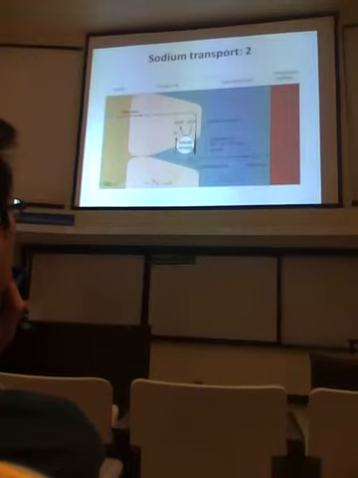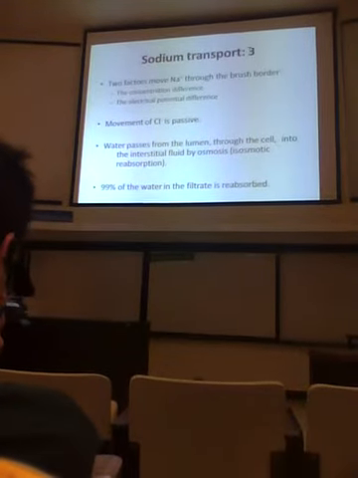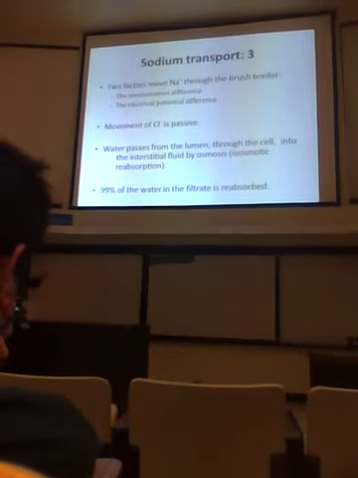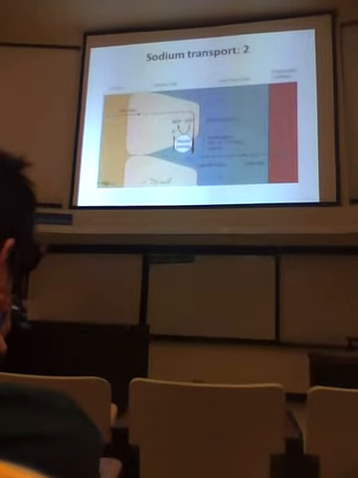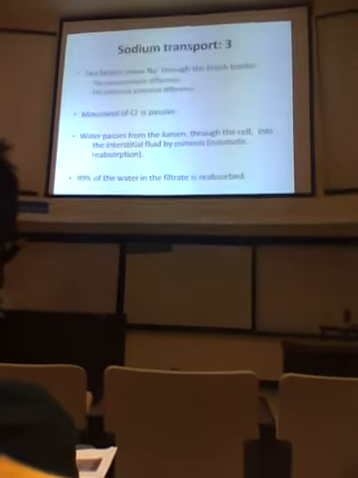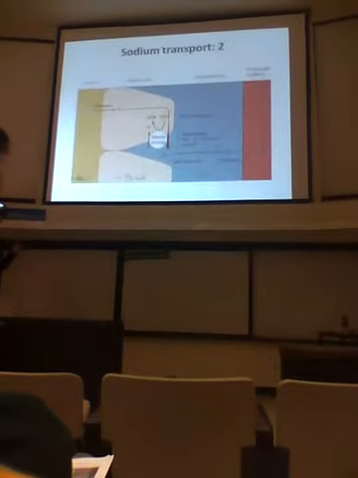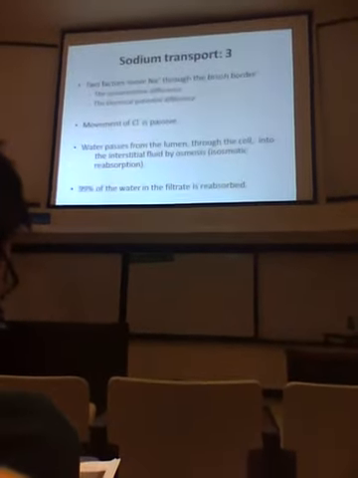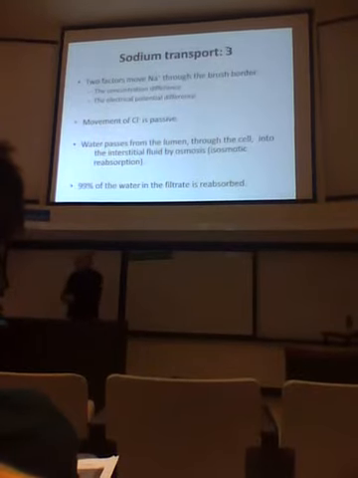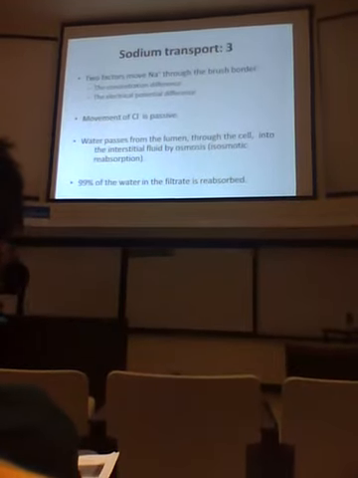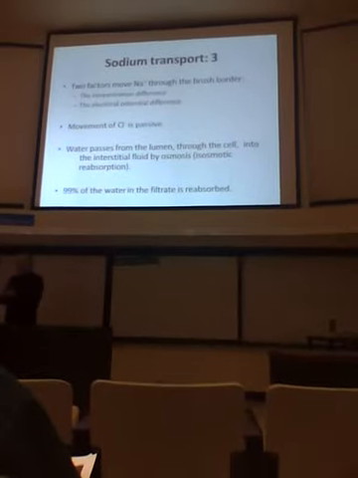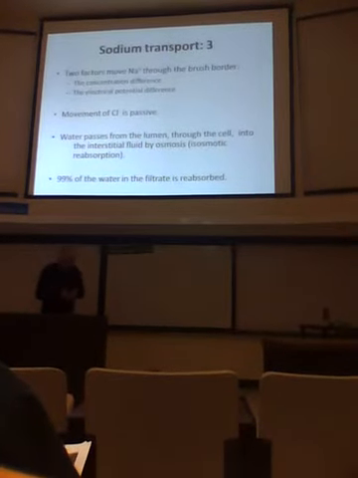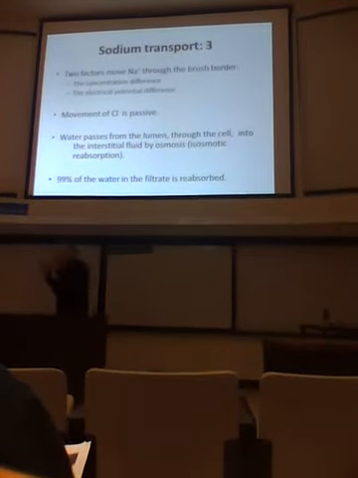We talked about that last time, essentially. So two factors move sodium through the brush border: the concentration difference, small sodium, big sodium, and the electrical potential difference, 40, 70, 0. Movement of chloride is passive, and water passes from the lumen through the cell into the interstitial fluid by osmosis, which we talked about.